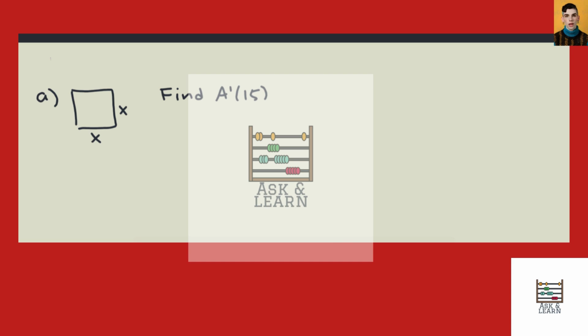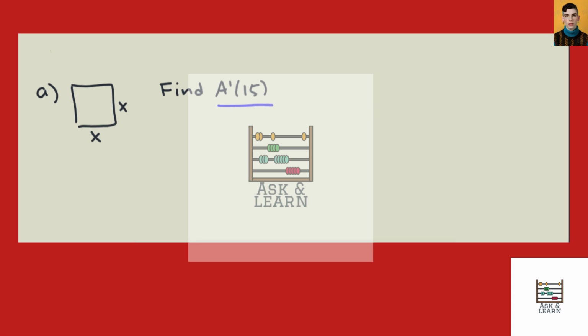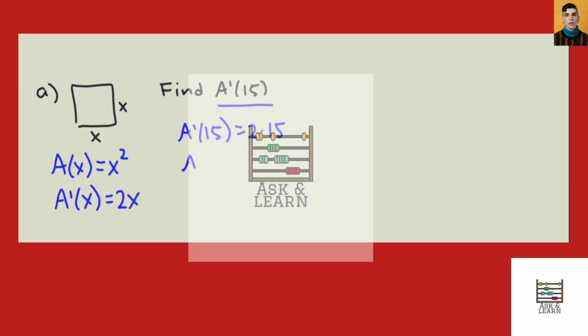So we have a square computer chip and its dimensions are x by x, and we want to find the rate of change of the area at the moment when the side length is 15. So first of all, the area of the square would be x squared. And then we would differentiate that to get the derivative, the rate of change, and that would be 2x. So A prime of 15 would be 2 times 15, so that would be 30.